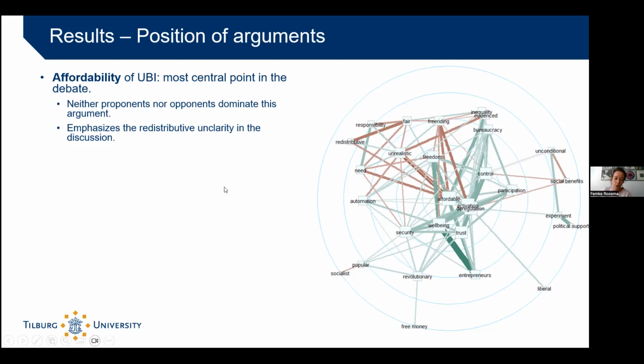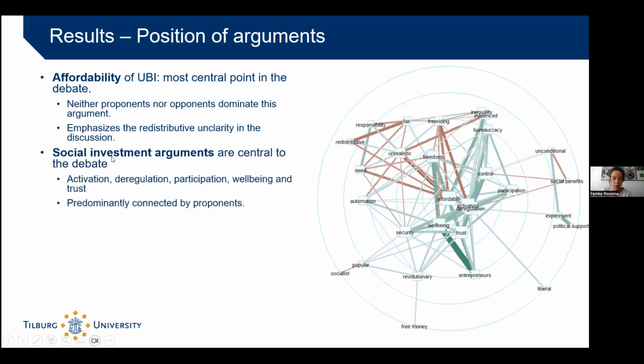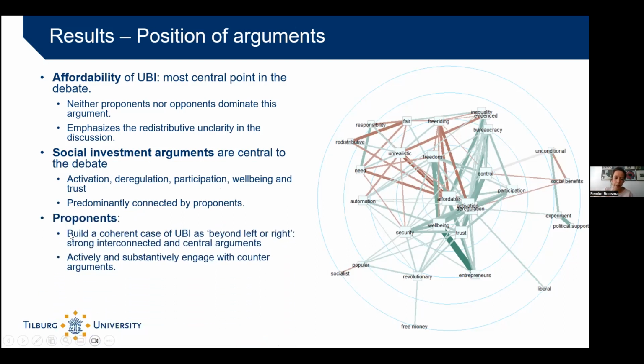It's very unclear, and it also has results in relation to the affordability, of course. Then, interestingly, I think we see a lot of social investment arguments central in the debate. So, for instance, activation, deregulation, participation, well-being are all here and debated a lot by proponents. And they are very well connected also by proponents. So they do a very good job putting the social investment discourse central in the debate.